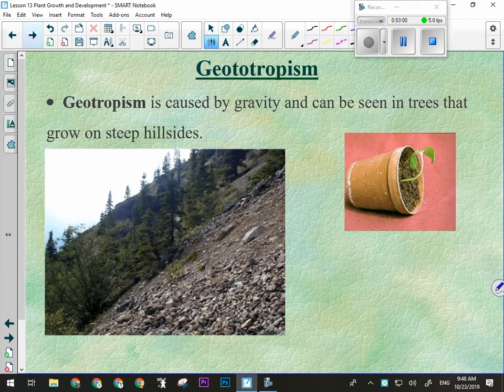Okay, so the three stimuli. We talked about phototropism already. Phototropism is growth response to light. We'll go over it again, but geotropism is a growth response to gravity. Geo meaning earth. Earth is the source of gravity, for us anyway. And so there is a growth response to the mass of the earth.